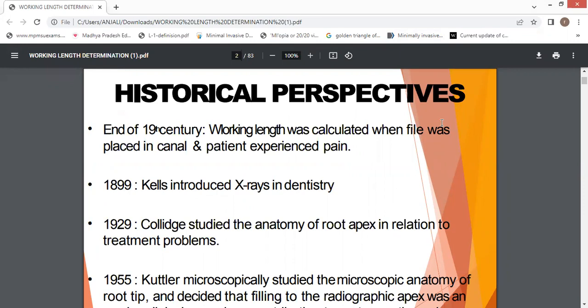In 1899, Kells introduced X-rays in dentistry. In 1929, Coolidge studied the anatomy of the root apex in relation to treatment problems.